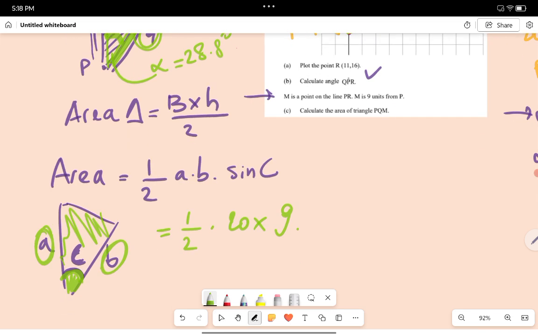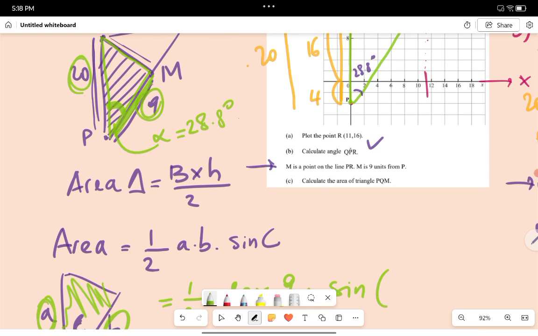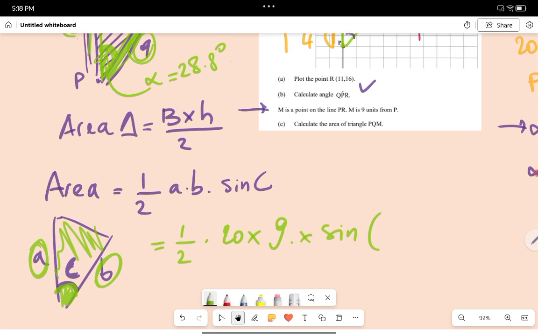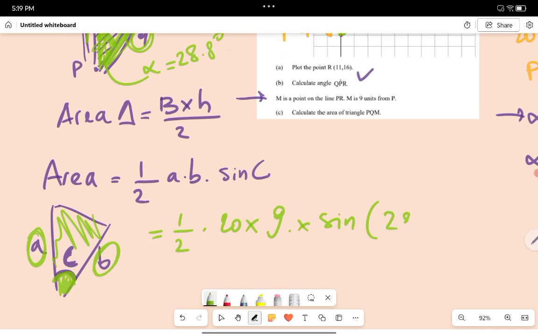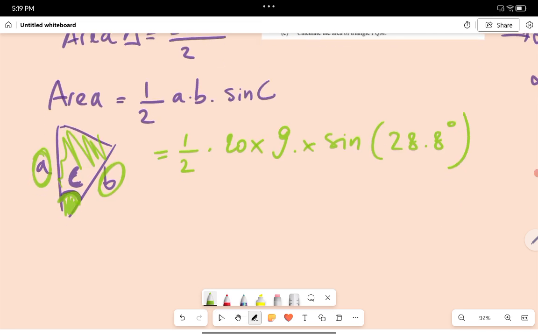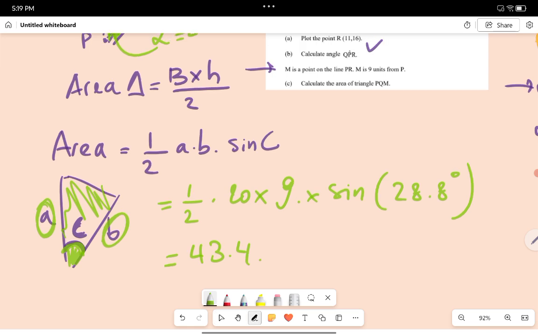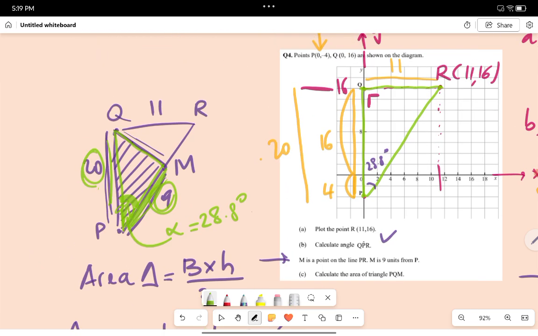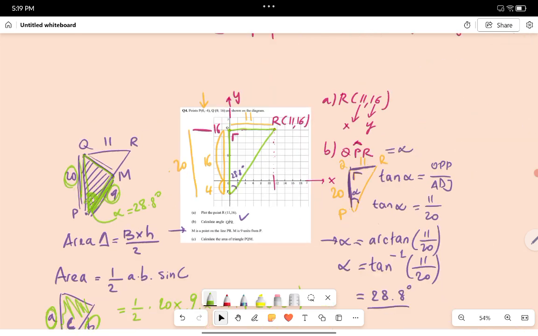Then we have to multiply by the sine of the angle between those two sides. So we've got 20 and 9, and the angle here is 28.8. So we have sine of 28.8 degrees. And when you plug that in your calculator, the answer comes out as 43.4. So this is the area of this triangle formed by the points Q, P, and M. And this is the answer to your last question.